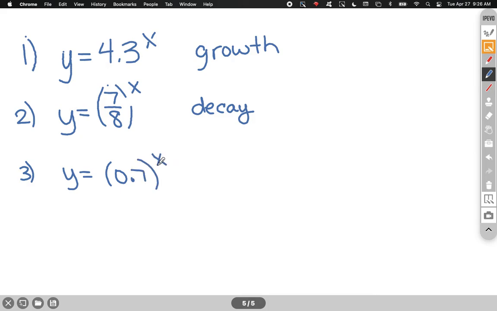What about 0.7 to the x? That's decay. So far, so good? All right, we've only got one more thing to talk about, and then I'll let you guys work.